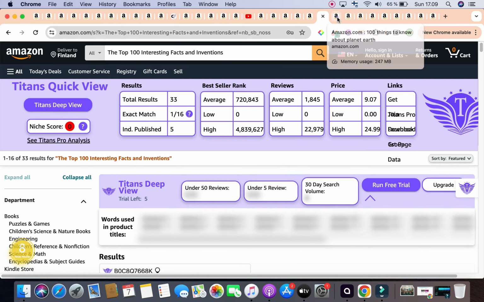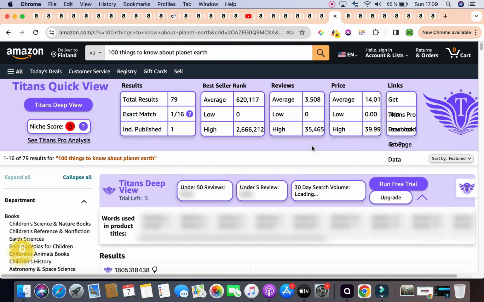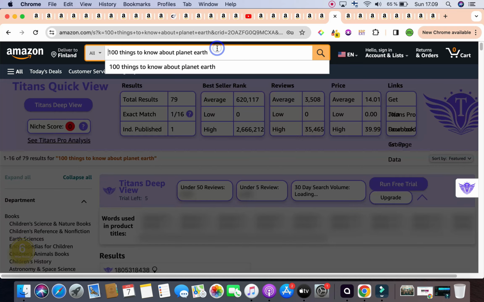So let's dive into the third and final keyword for the day, and this one is 100 things to know about planet Earth. It has a keyword niche score by Amazon's Cat Pro of number 6, categorizing this as a nice niche, and the total results are 79, which are under 1,000. And also we've got the bestseller rank a little bit on the higher side, it is above 500,000, but you can adopt the same strategies that I've talked about, which includes if you currently have any sort of fact book in your KDP portfolio, go ahead and add this to the 7 keyword slots.